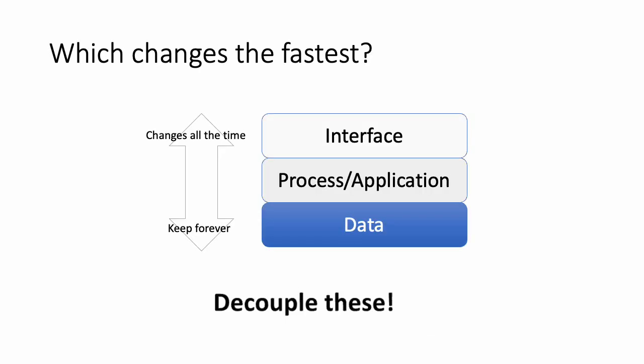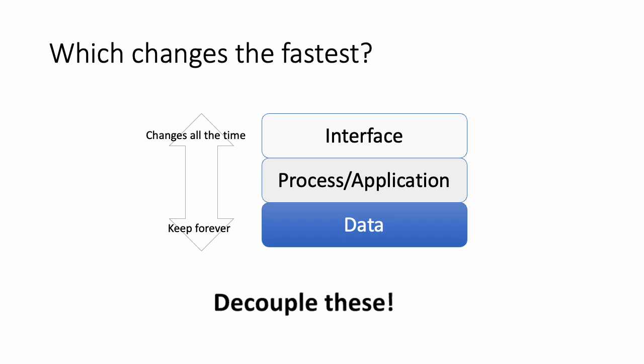And you might think of it this way. We think about what changes the fastest. You've got data, process application, and interface. There's your three tiers. Data stays around forever. I mean, we have data that's been around for 20, 30, 40, 50 years. And that's fine. The cost of disk space has gotten so cheap that there's no reason not to keep it forever. That's fine. Not hurting anybody.